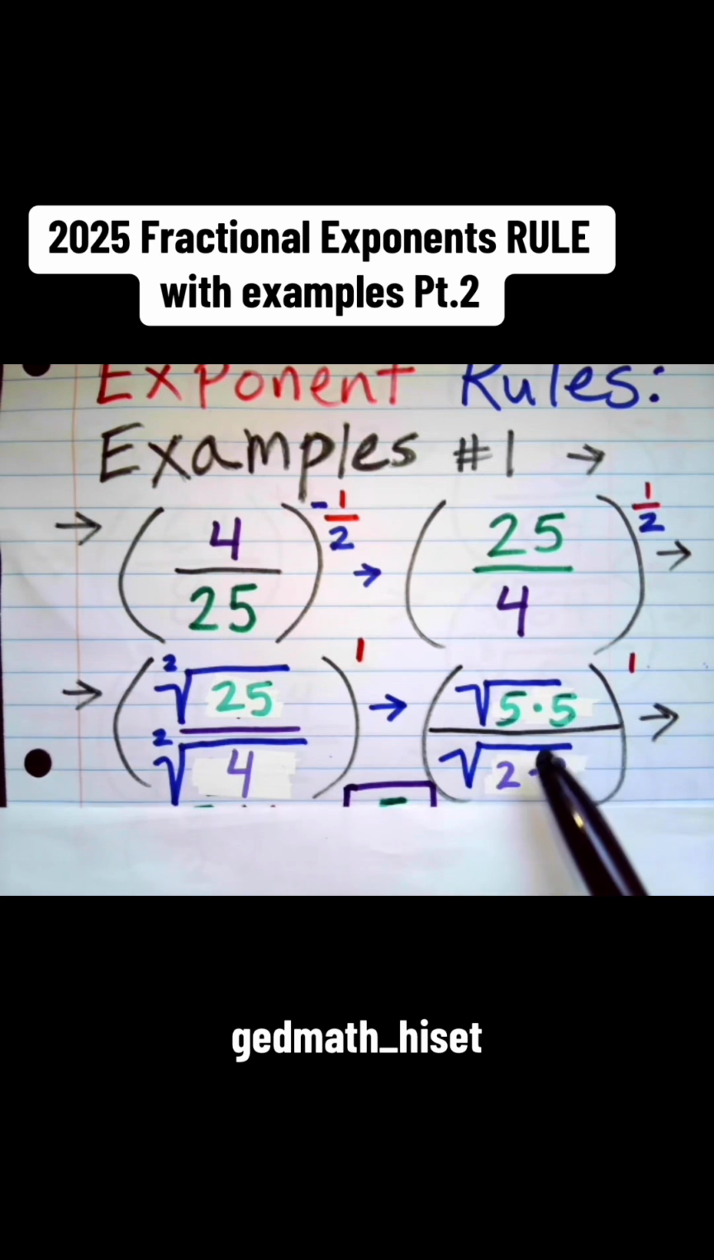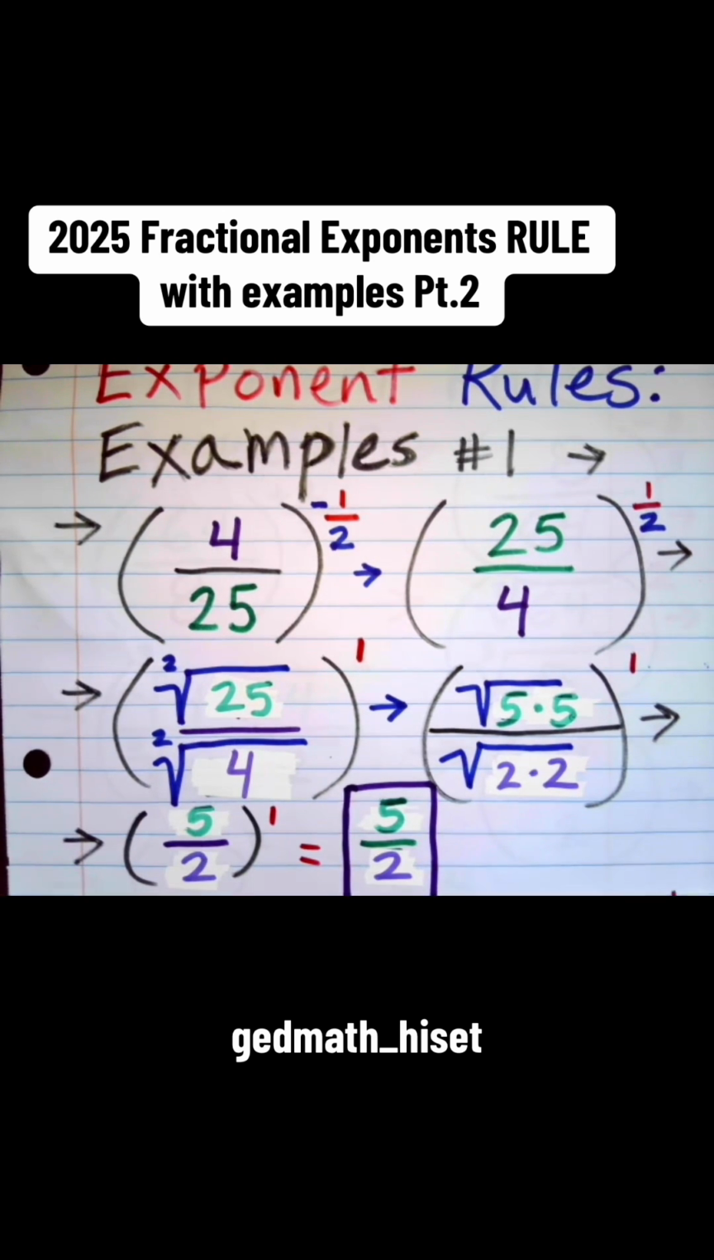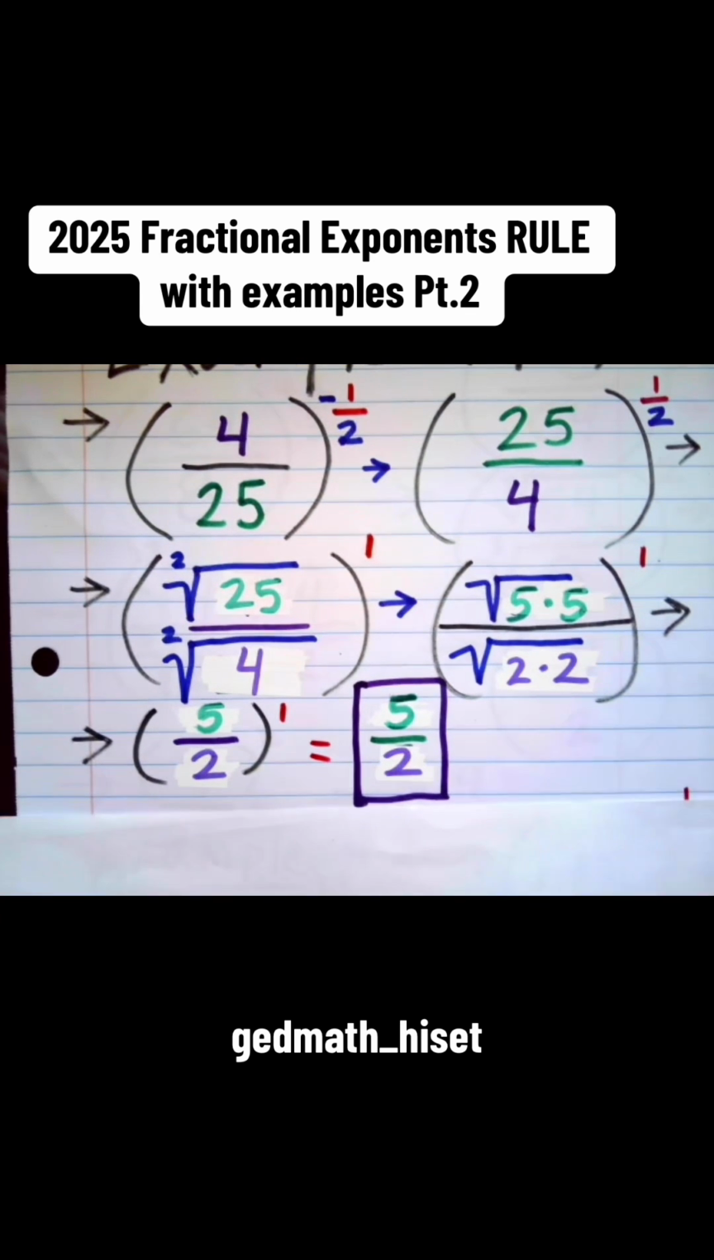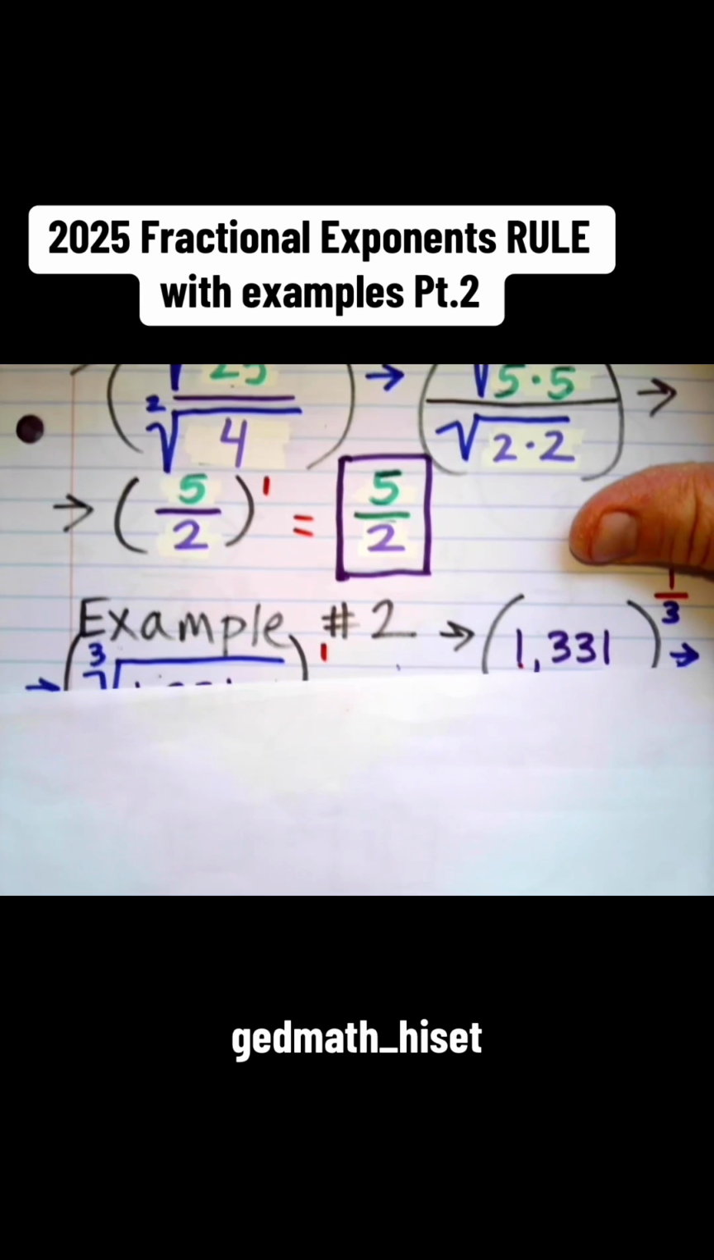I know 25 is 5 times 5. I know 4 is 2 times 2. I've got a perfect pair here and here. I can pull out 1 five, I can pull out 1 two, raised to that first power. So as you can see here, I have 5/2 raised to that first power. And again, that's just like 1 times 1 is 5 to the first power, 2 to the first power, or invisible 1 times 1 would be 2 to the first power. 5/2 is your answer. Let's take another look at another example here.